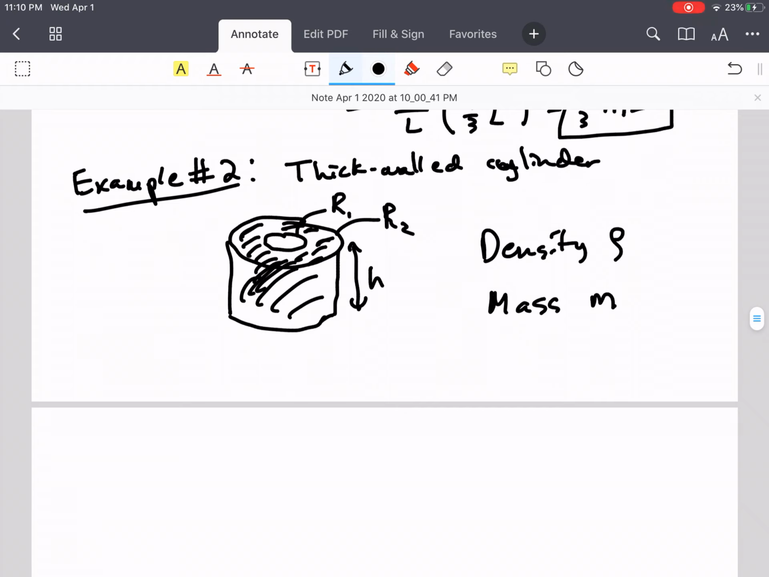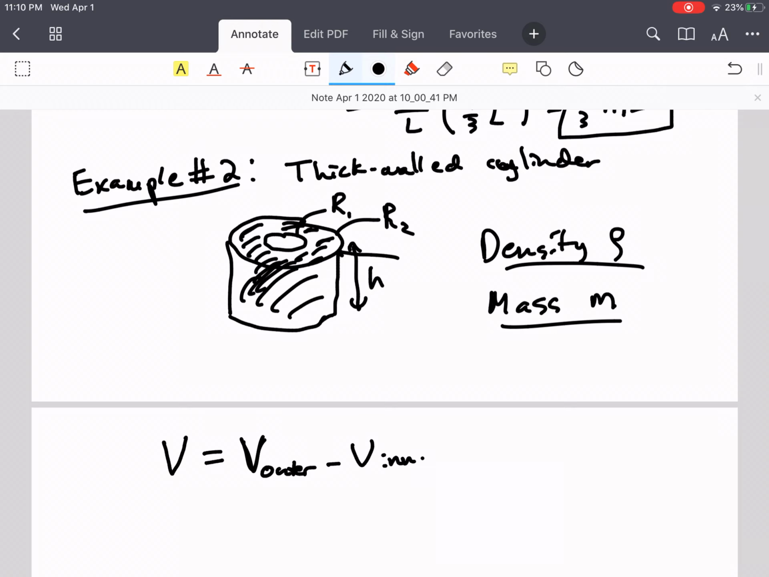All right, so let's see if we can derive this formula. Before we go and do any calculus, the first thing we need to do is figure out the relationship between density and mass. So in order to do that, we just need to figure out the volume of this object. The volume is actually pretty straightforward. It's just the volume of the outer cylinder minus the volume of the inner cylinder.